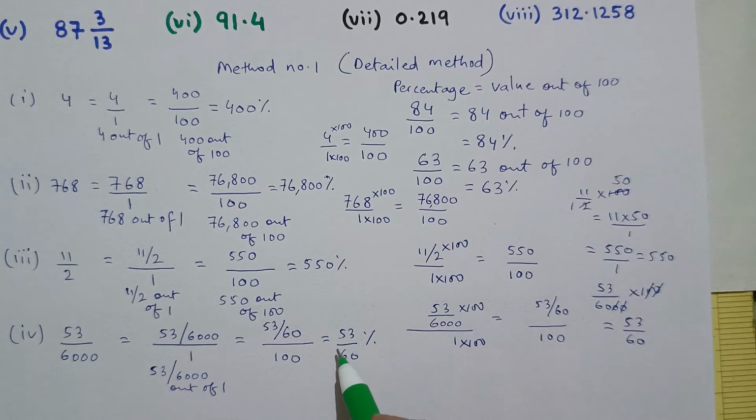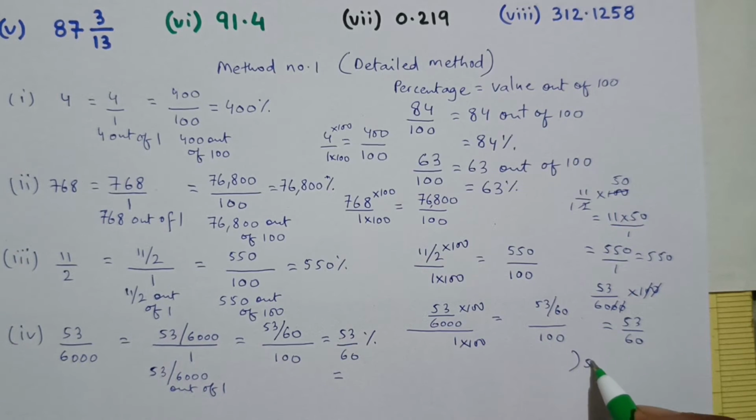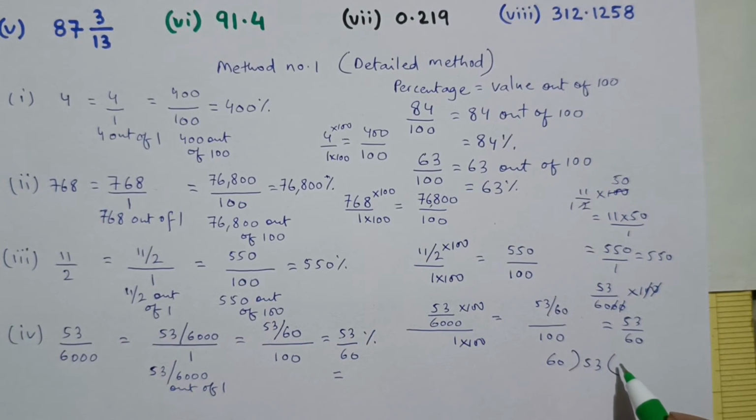If you want to convert 53 by 60 into decimal, you can do so. It is up to you. If you want to write it in the decimal form, that also is correct. So I will do it for you. 53 by 60 means 53 divided by 60. So do this division. 0, 60 zeros are 0, so remainder 53.